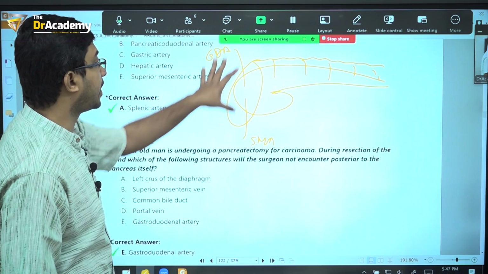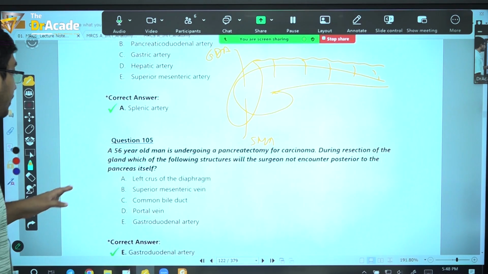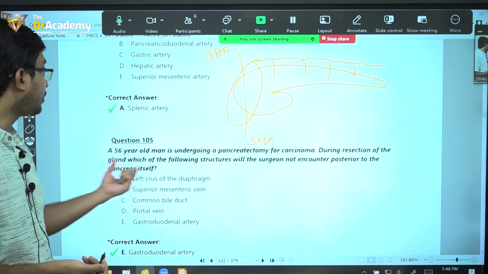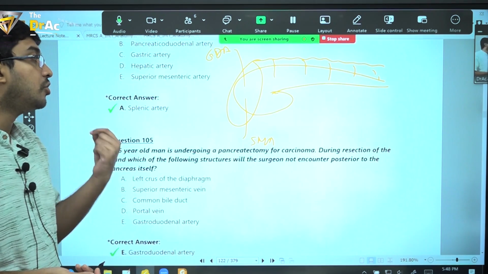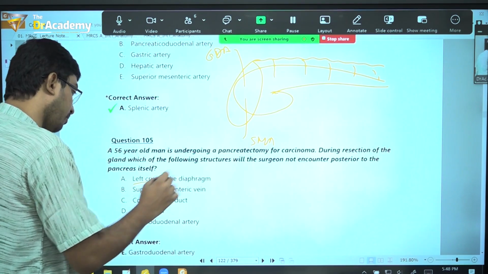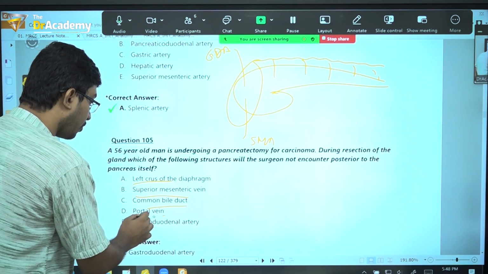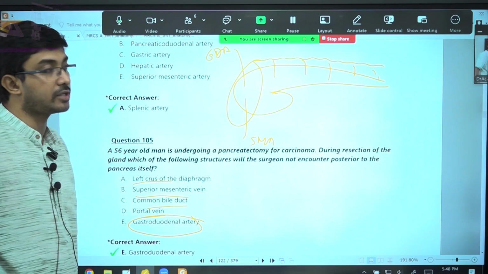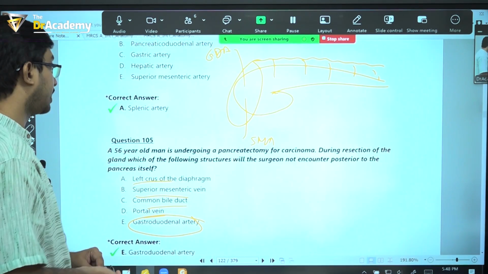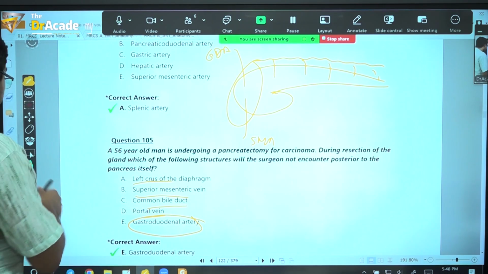So at the region of the head it is supplied by these two pancreaticoduodenal arteries, and the rest is supplied by branches of the splenic artery. A 56-year-old man is undergoing pancreatectomy for carcinoma, resection of the gland. Which of the following structures will the surgeon not encounter posterior to the pancreas itself? Left crus posteriorly, superior mesenteric vein maybe posteriorly, common bile duct, portal vein. Gastroduodenal artery: there is no relation of the gastroduodenal artery posterior to the pancreas. It is related posterior to the first part of the duodenum.